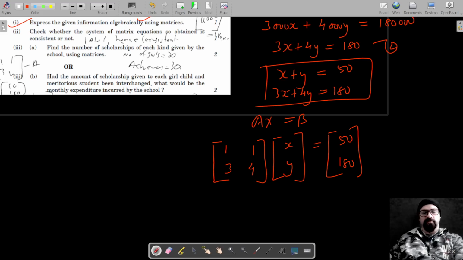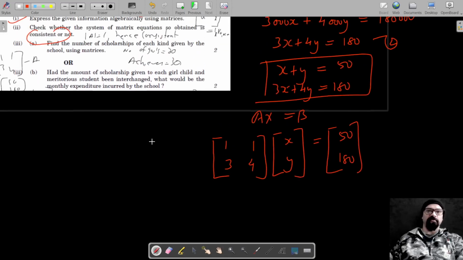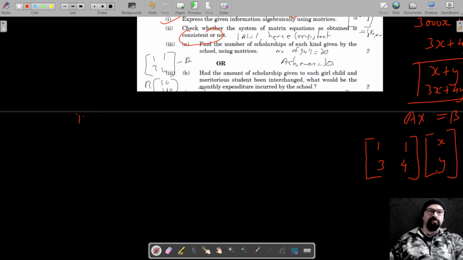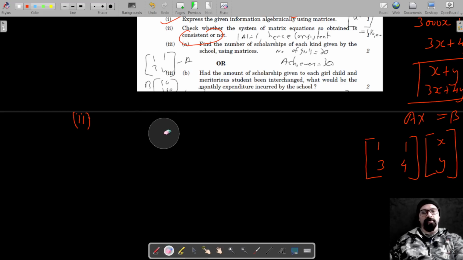Okay, so we have got the equations in matrix form, and the next question is to check whether the system of matrix equations so obtained is consistent or not. That is, whether we are going to get a solution from this or not. Consistent means equations with a solution. Now for that we need to find the determinant of A. If the determinant of A is not equal to 0, that means the given system of equations is consistent.